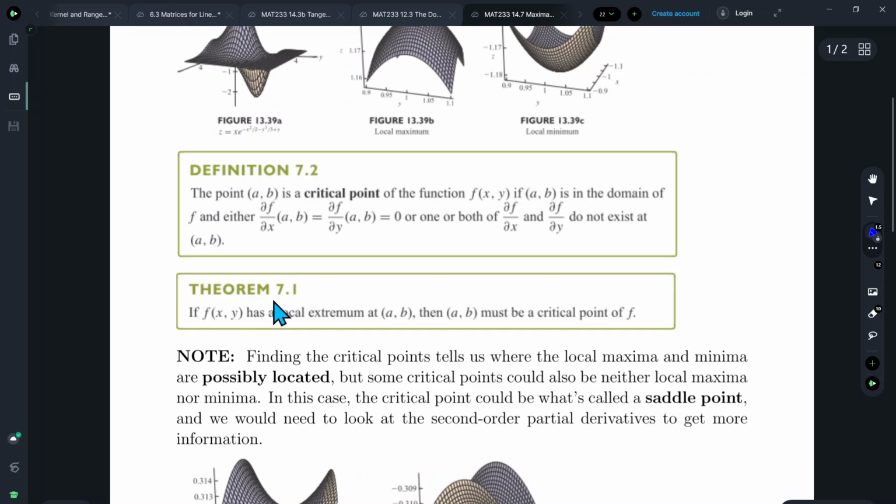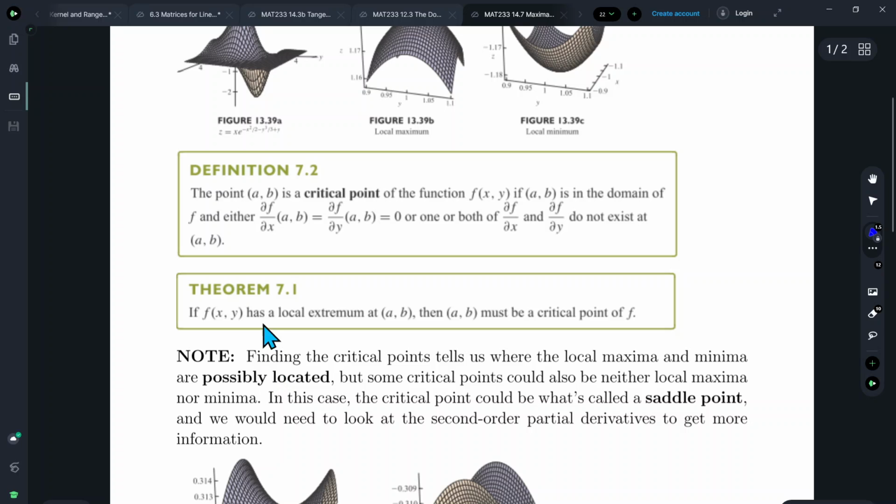Theorem 7.1 stated here says that if a function has a local maximum or a local minimum, then it has to occur at one of these critical points. Essentially, this theorem says that the critical points are candidates where the local maximum or local minimum might occur. However, you have to be careful about this statement, because if you try to reverse it, saying that at a critical point you have to have a local maximum or a local minimum, that statement is not true.